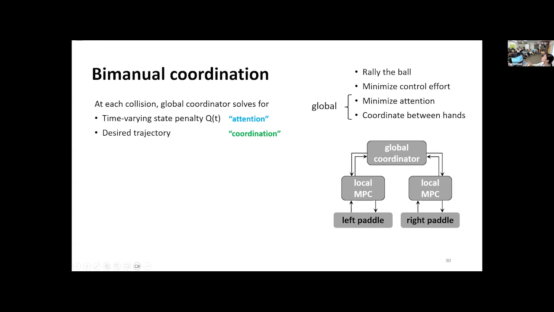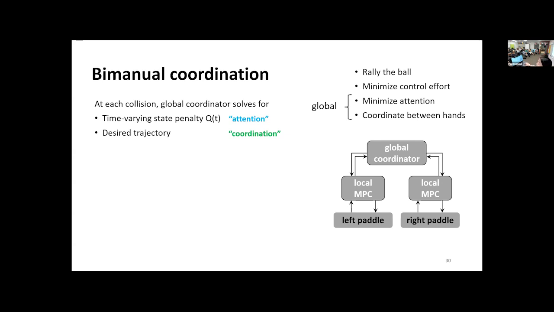Okay, so it tells you the trajectory, but then it also tells you a time varying penalty, and that is how important is it for you to follow this trajectory? Because to follow a very specific trajectory, you need to look at your hand and make sure that it's following the trajectory. If you don't care at all, you need no attention, right? Just let your hand do whatever. You don't need to look at it. So I'll give you the math for that.